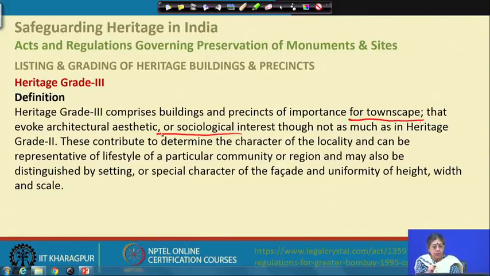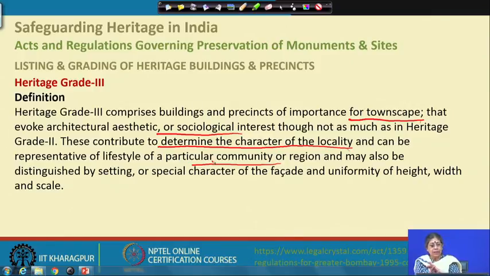This contributes to determining the character of the locality. So, they are actually important because they can determine the character of the locality and can be representative of the lifestyle of a particular community. So, this is very important, and may also be distinguished by setting or special character of the facade and uniformity of height, width and scale.